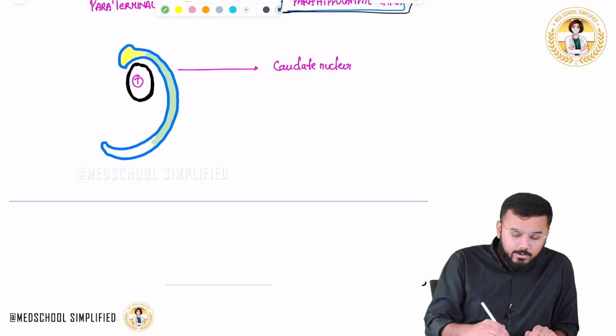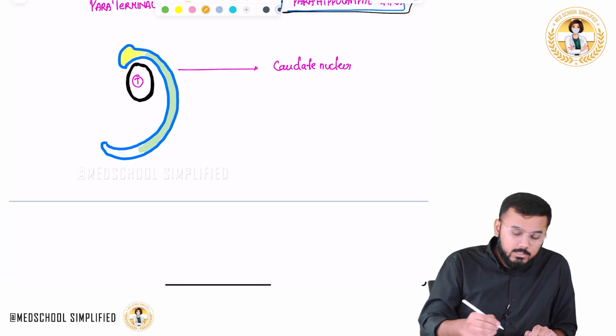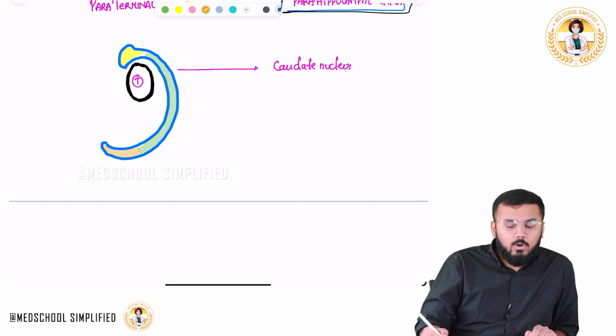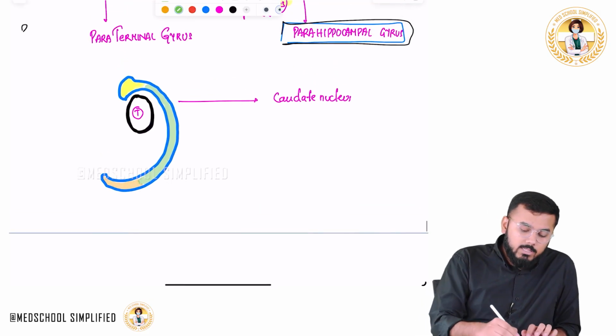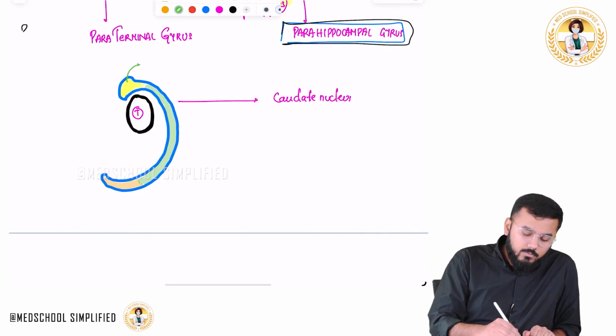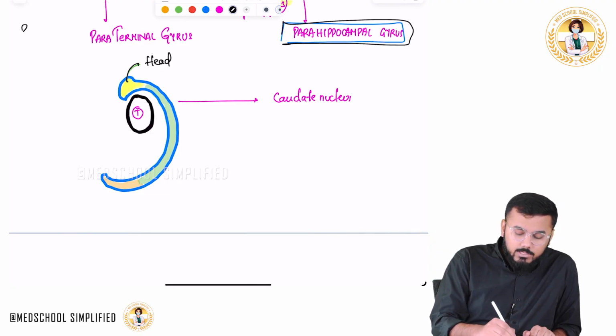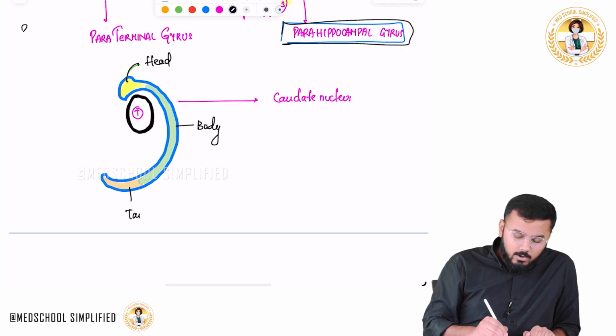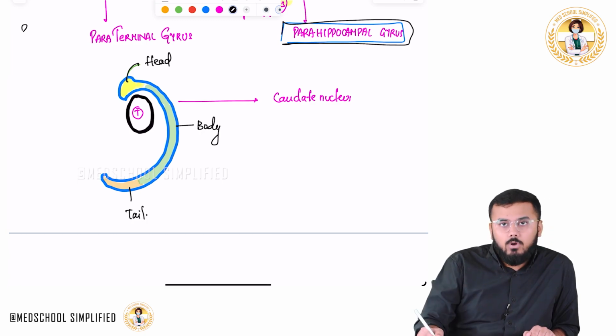So one is called the head of the caudate nucleus, another one is called the body of the caudate nucleus. And the next important thing is the last part, which you can see over here, called the tail of the caudate nucleus. So what are the three different parts of the caudate nucleus we have got? We have got the head, the body, and the tail of the caudate nucleus.